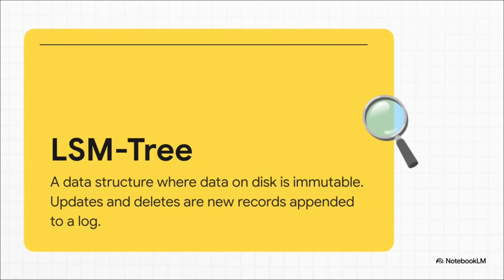And that is the log-structured merge tree in a nutshell. Data on the disk is immutable. It is never modified. An update is really just a new version of that record appended to the end of a log. And by doing this, you transform those horribly slow, costly random writes into the single fastest possible operation for any storage device: sequential write.